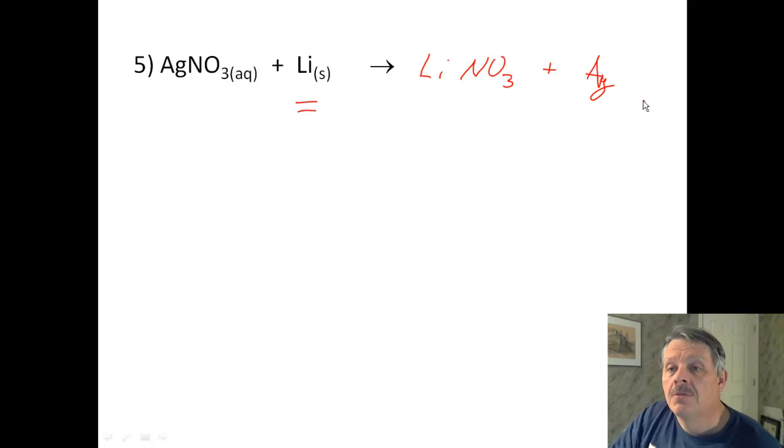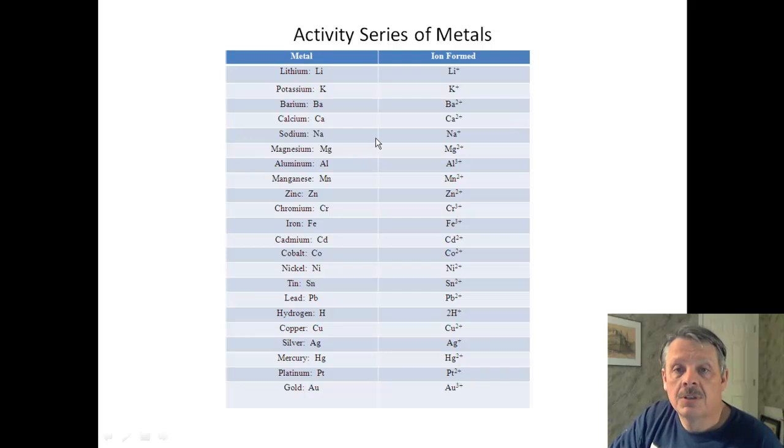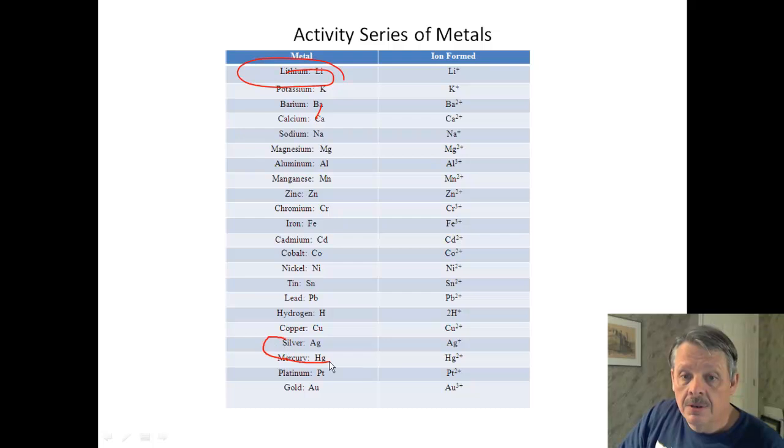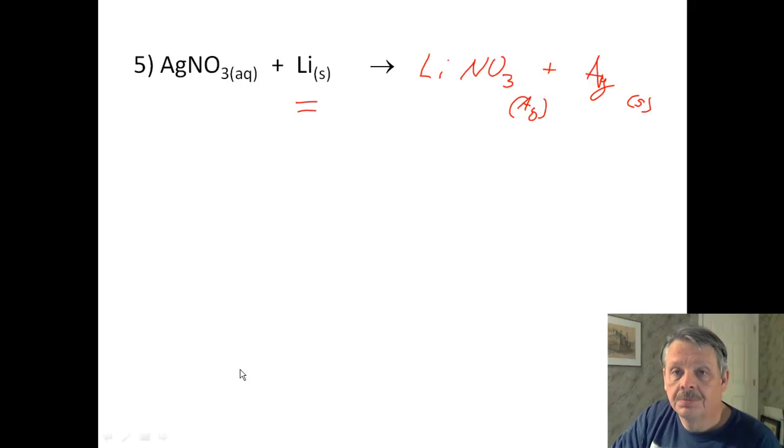And we have silver, which is all by itself, which is going to be a solid. Lithium nitrate is going to be aqueous. And everything is balanced. And just to be sure, we said lithium is going to replace silver. Lithium is all the way at the top of our activity series, way up here, and silver is way down near the bottom. Okay. So that's our final equation, and that's single replacement.